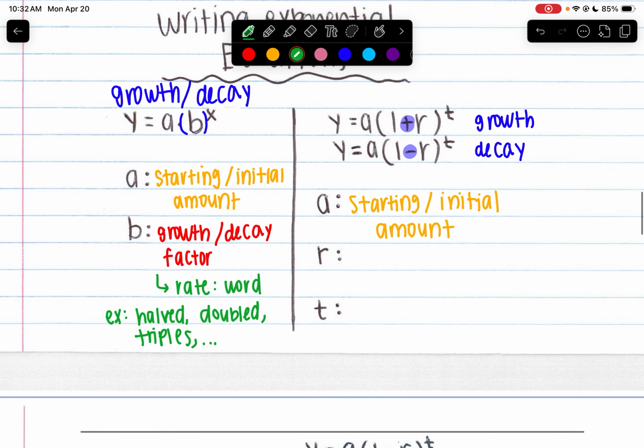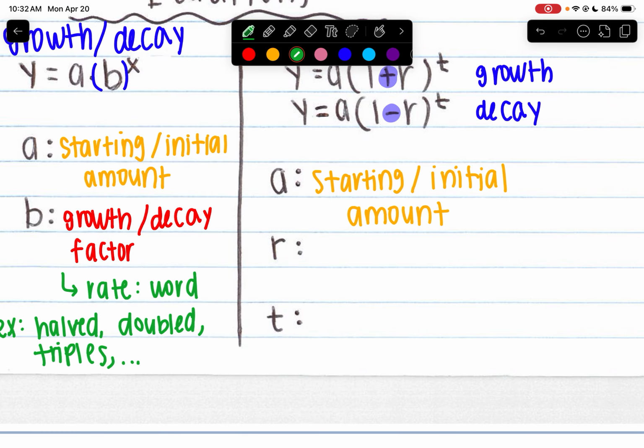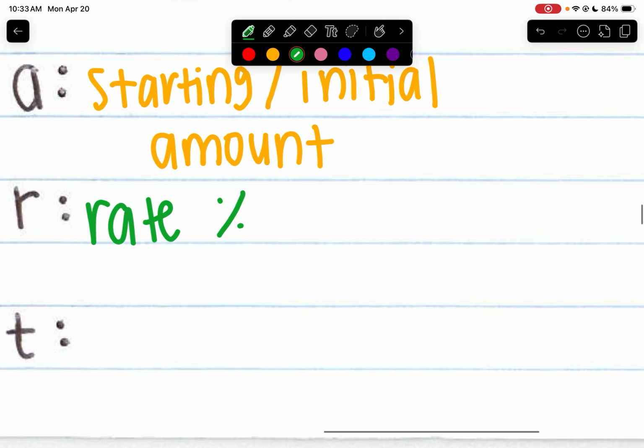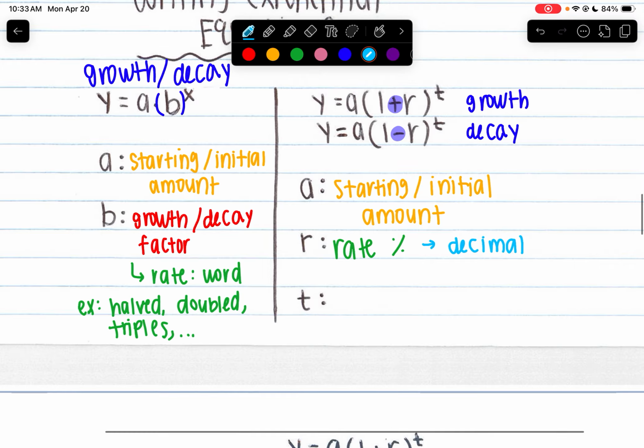All right, now over here we have the variable R. Now R also means rate, but this rate is a percentage. So you'll know which formula to use based on how the rate is given to you. If the rate is given to you in word form, if it says doubling, if it says it's getting halved, that's when you use the left side. But if it gives you a strict percentage, saying it's growing by 5% or decreasing by 3%, then you're going to use the right side. The tricky part about this is you do have to turn that rate into a decimal. So we're going to practice that really quick just so we remember how to do that.